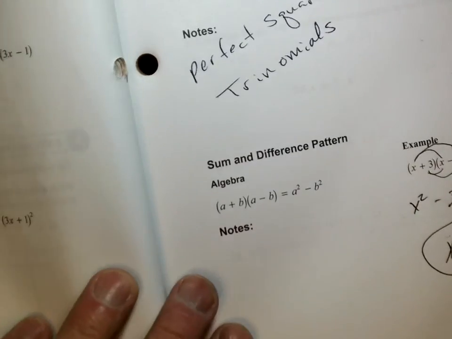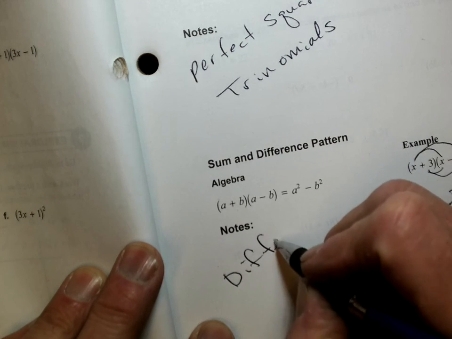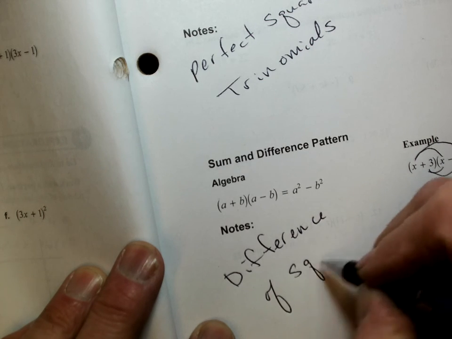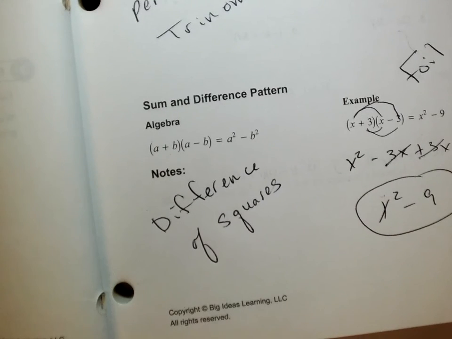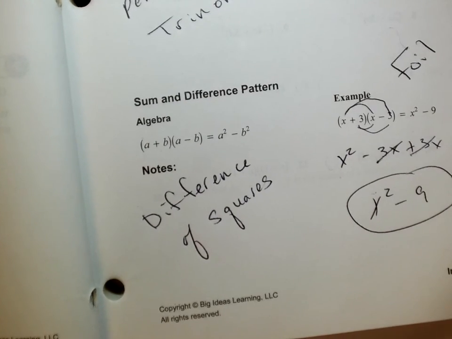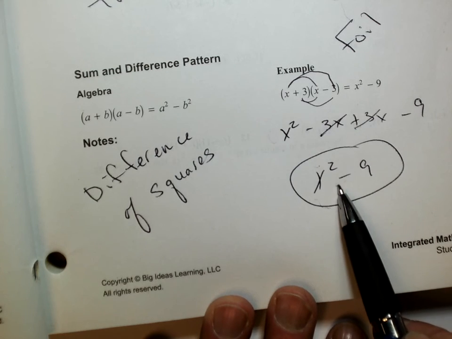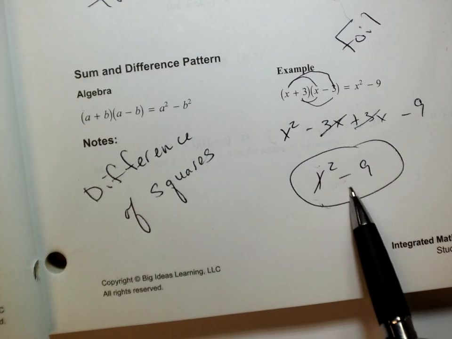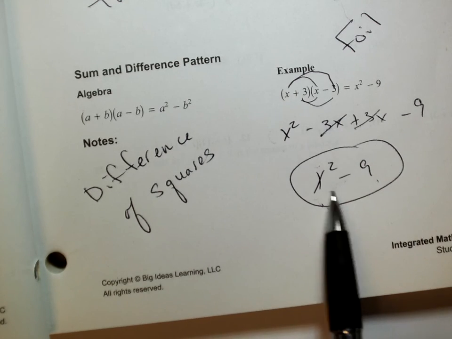This one's called difference of squares. The reason it's called difference of squares is that when you look at the answer, the word difference in math means minus. I've got a perfect square, x squared, minus 9. But 9 is a perfect square too, because it's 3 squared. So this one's called difference of squares, and this one's called perfect square trinomial.